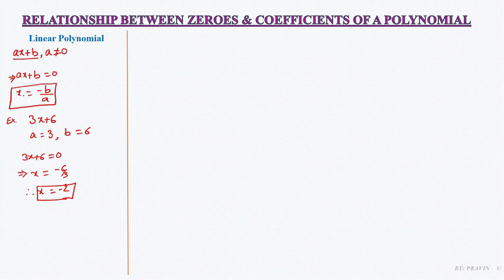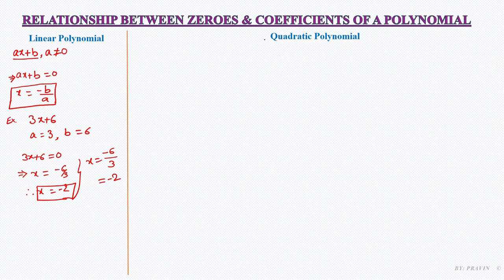Let's try to solve this with the help of this formula. See what happens. Since a is equal to 3 and b is equal to 6, I am writing here, you will write x is equal to minus b. So b is 6, so minus 6, and a is 3, so you will write a. So this again comes out to be minus 2. So this is the relation for a linear polynomial between the zero and the coefficients of this polynomial. For a linear polynomial, it is quite simple to get the relation between zeros and coefficients.